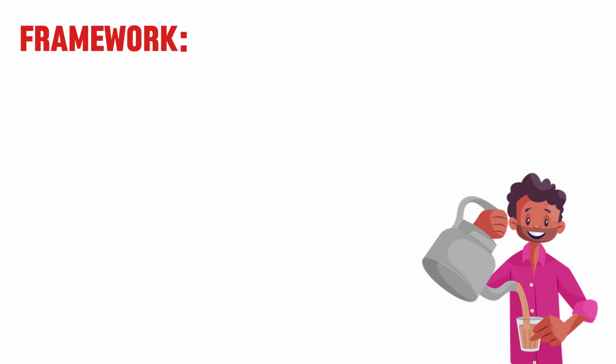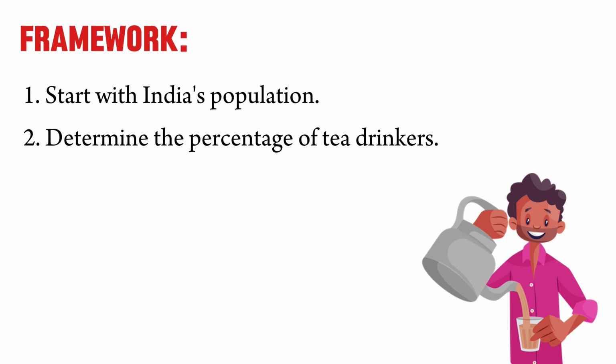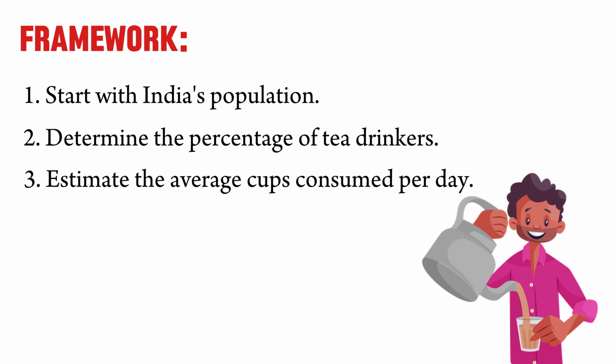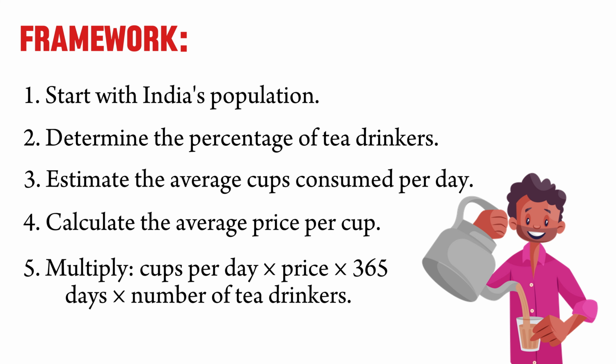Our framework will be: we start with India's population, determine the percentage of tea drinkers, estimate the average cups consumed per day, calculate the average price per cup, and multiply cups per day by price by 365 days by the number of tea drinkers. This calculation will give us the annual revenue.